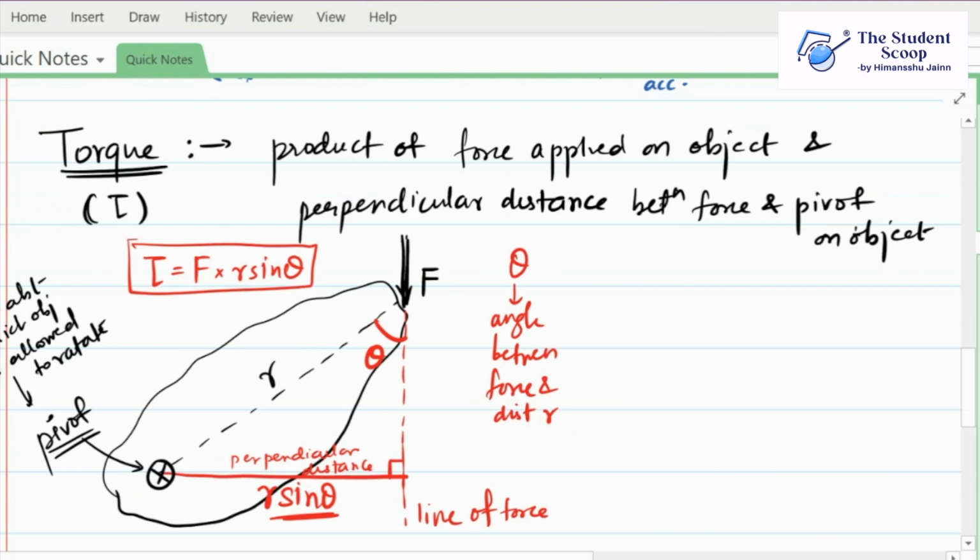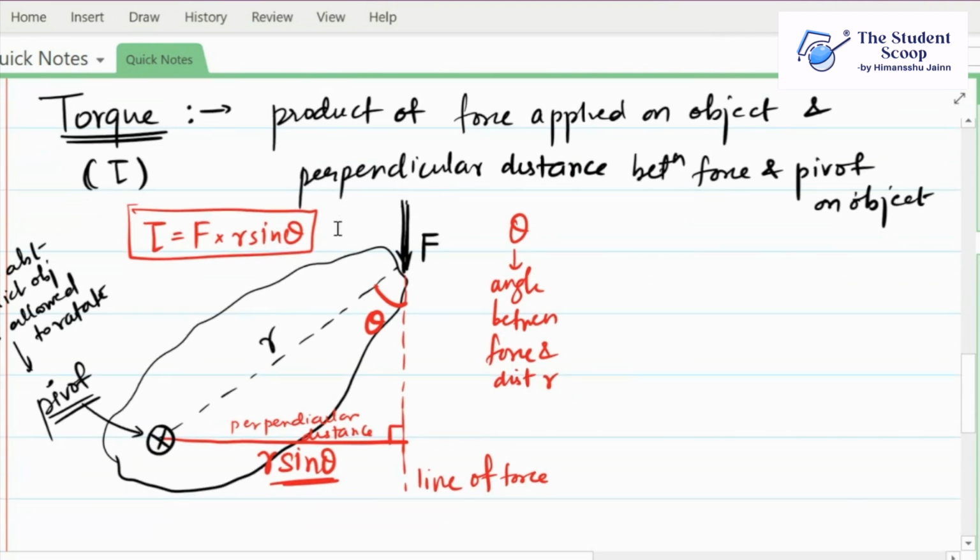Is this clear to everyone? Now, what is the other possibility? How can we calculate the same torque? See this, consider the same object.